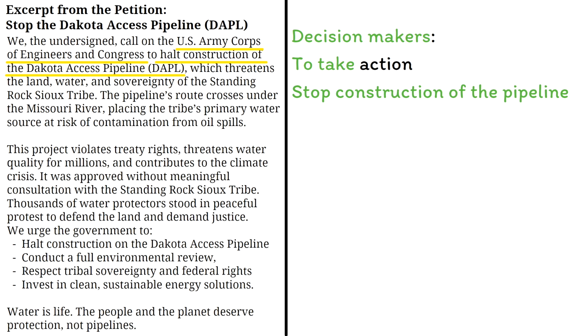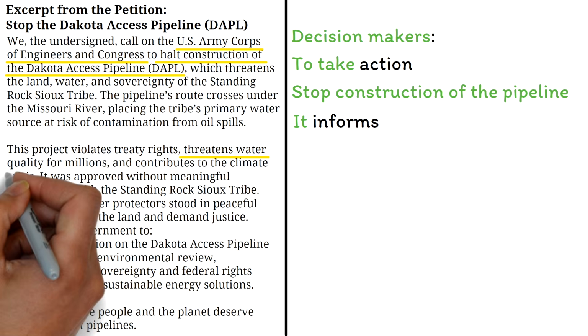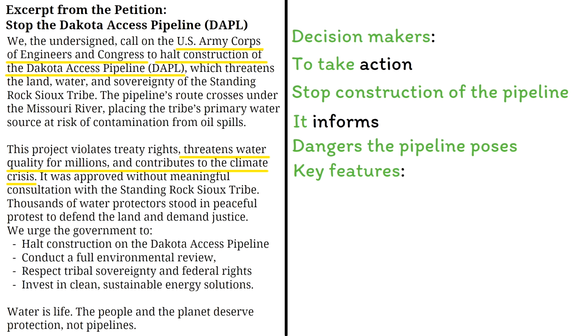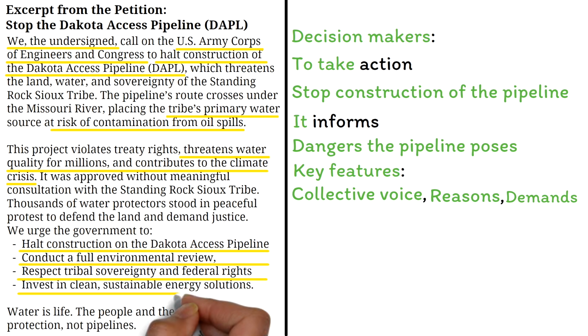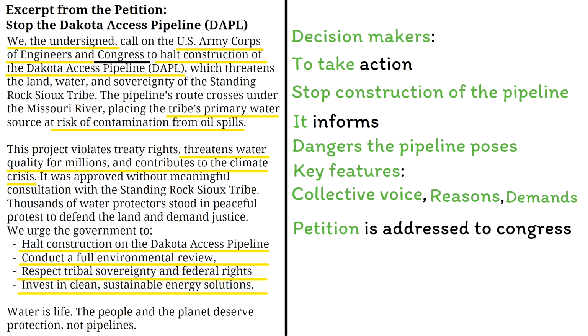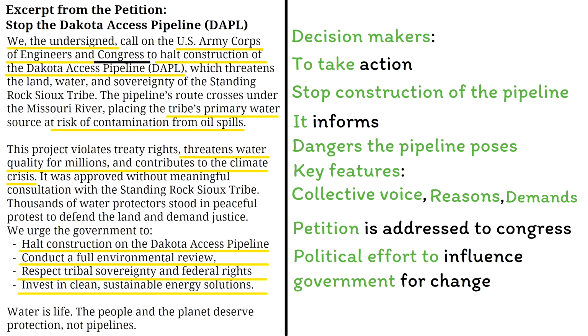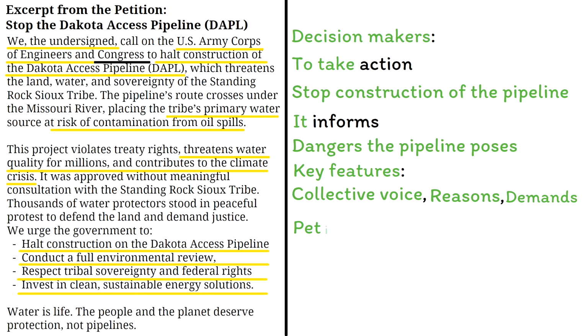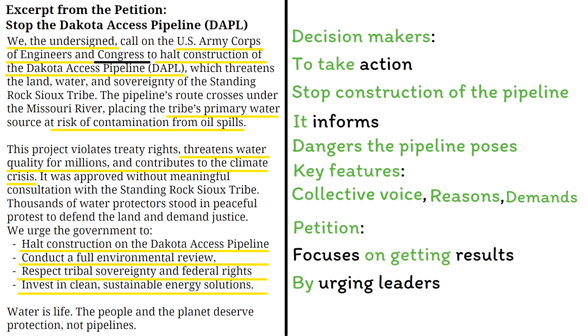It also informs readers about the dangers of the pipeline. We see the key features it uses to do this, such as collective voice, reasons, and clear demands. Notice that the petition is addressed to Congress, showing that this is a political effort to influence government to bring about change. Thus, we can say that this petition focuses on getting results by urging leaders and readers to act immediately to stop the construction of the Dakota Access Pipeline.